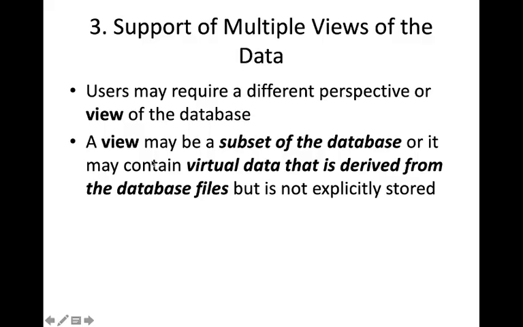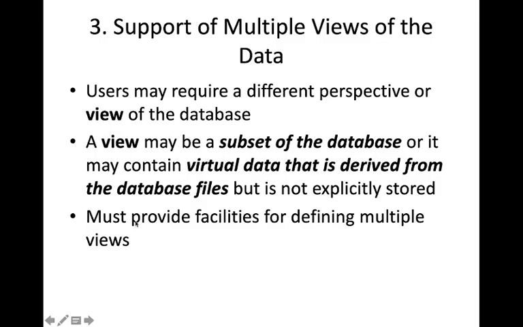A view may be a subset of the database, or it may contain virtual data that is derived from the database files, but it may not be explicitly stored. We will be deriving something from already existing data files, and it may not be explicitly stored. It may be just to show some information. I'll show an example. A database must provide facilities for defining these multiple views. So that is another characteristic of a database.